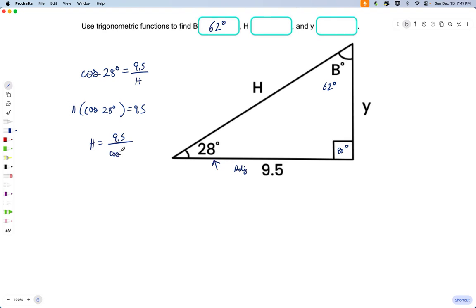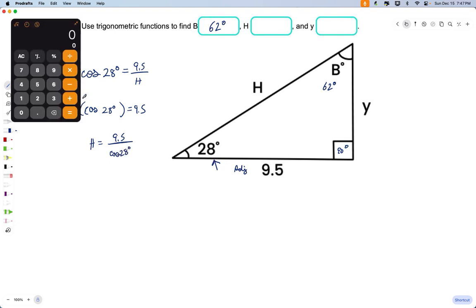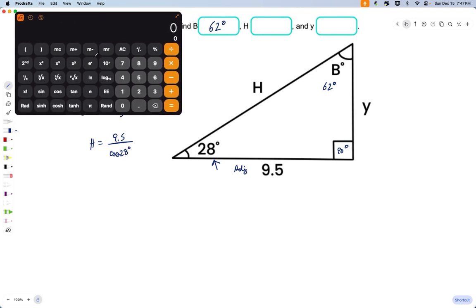So the way I would put that in my calculator would be with parentheses. I would say 9.5 divided by parenthesis 28 cosine parenthesis equals. So h is equal to 10.76, because we're rounding it to two places because that's what we do. So that's what h is. h is 10.76.